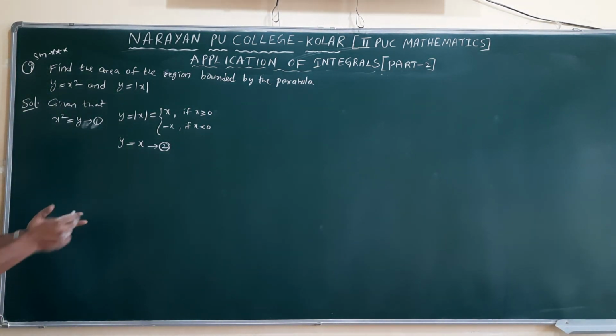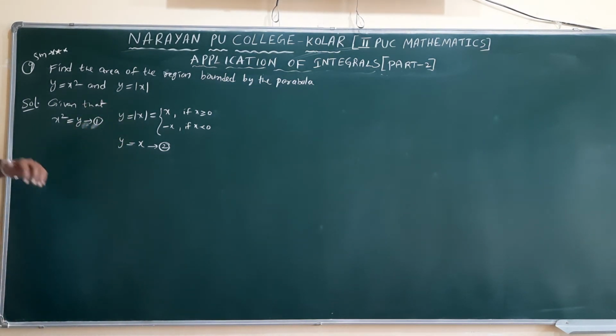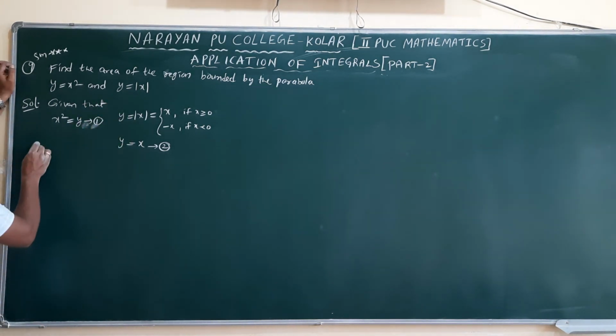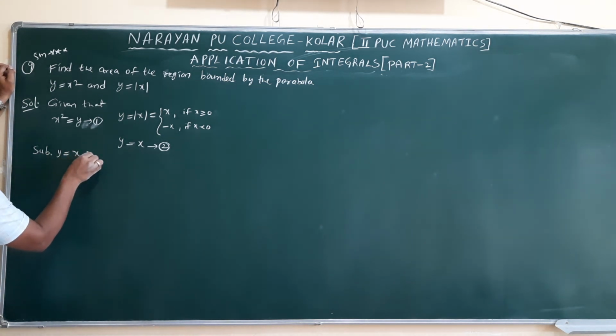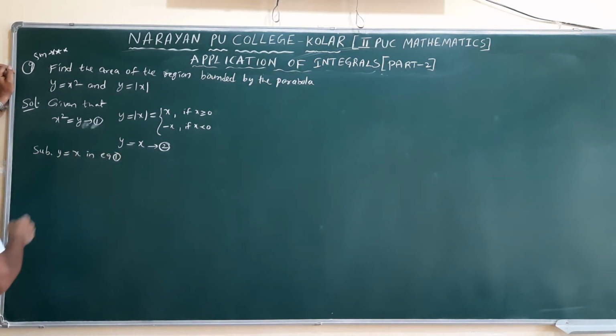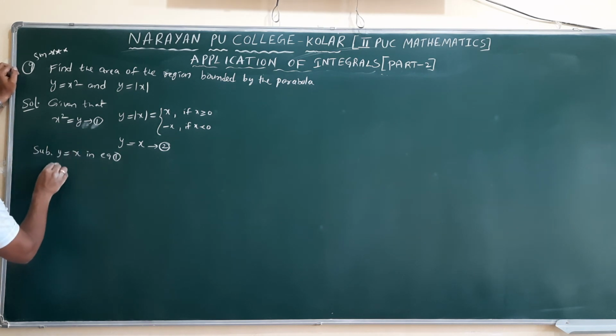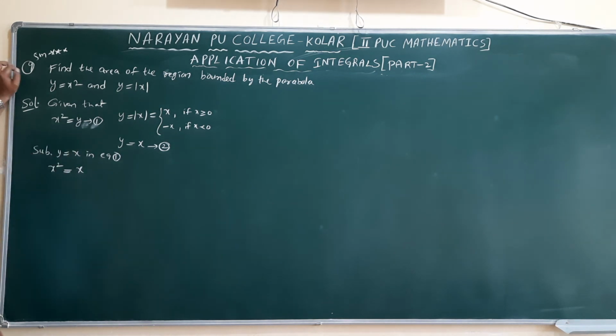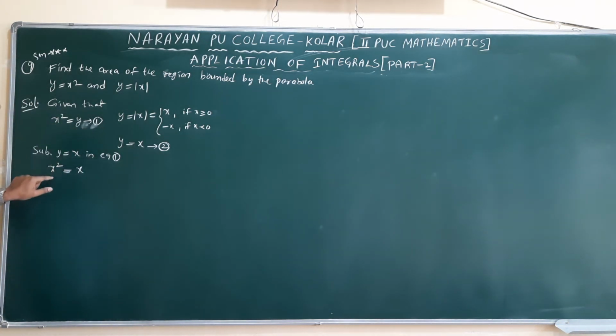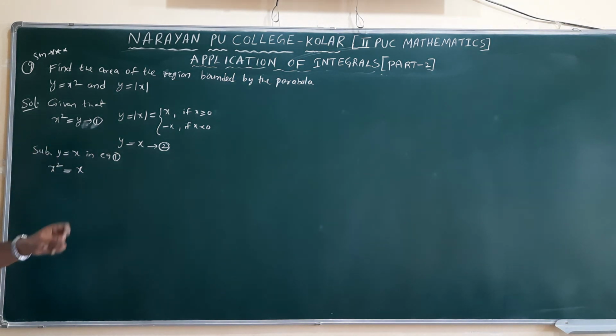Points of intersection we don't know because limits are not given. By solving, that means substitute y is equal to x in equation 1. In the place of y, substitute x: x square equal to x. Don't cancel x and x, because the line and curve intersect at 2 points. Those 2 points we need to find.